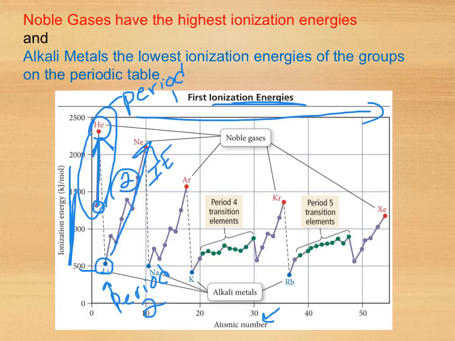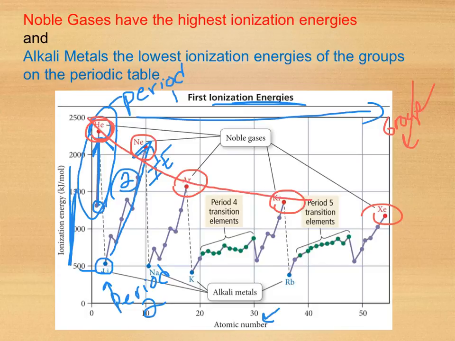How do we look at the trend of going down a group on the periodic table? Well, let's pick a group. Let's just pick noble gases. So we've got helium, neon, argon, krypton, and xenon. What kind of trend do we see here for ionization energy going down a group? Well, ionization energy going down a group decreases. That fits too with what we said. It gets easier to remove an electron as the atom gets larger and larger because the valence electrons are farther away from the nucleus.